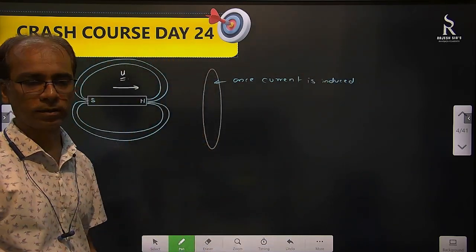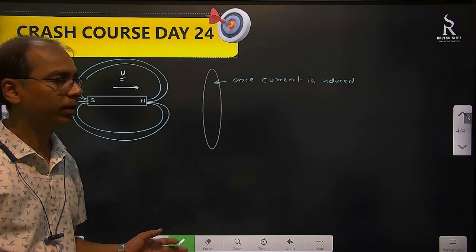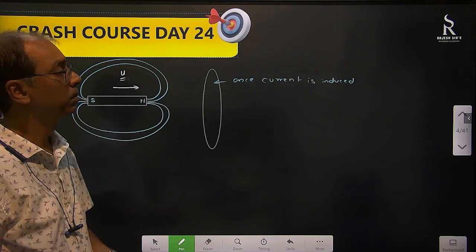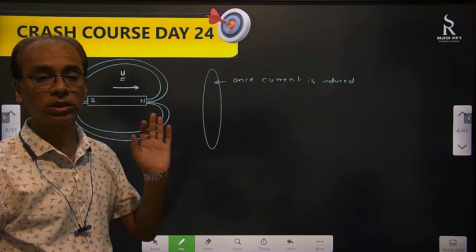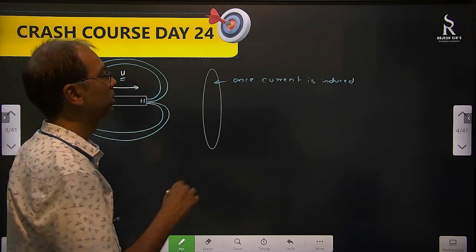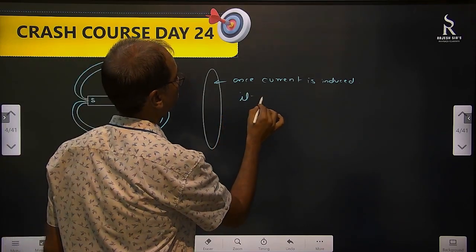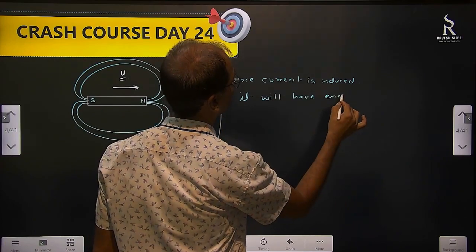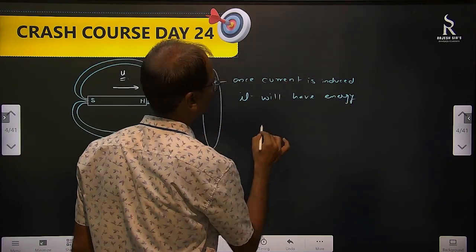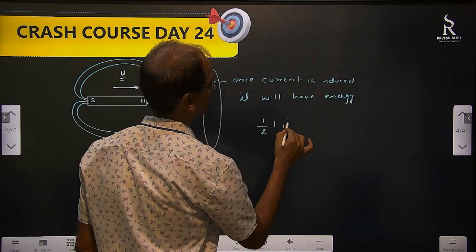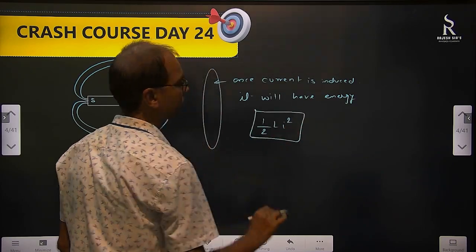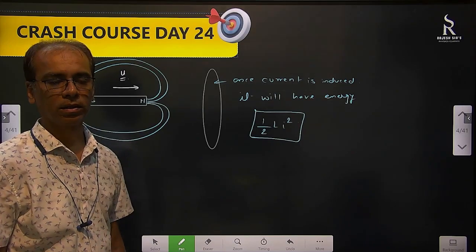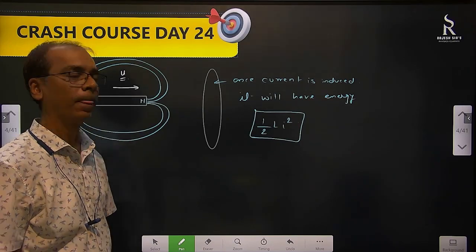there will be energy in it. It will become a magnet. We know that whenever there is a current in the coil, it will behave as a magnet. But once current is induced, it will store energy. It will have energy. Which energy? I can tell you right now: that energy is called half Li square. From where did it come?